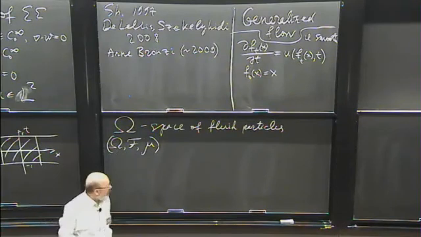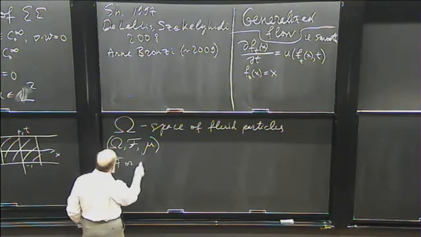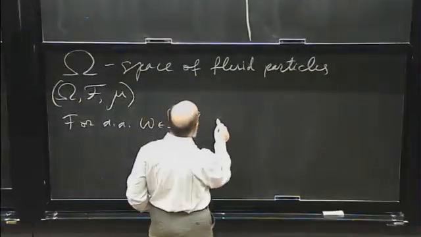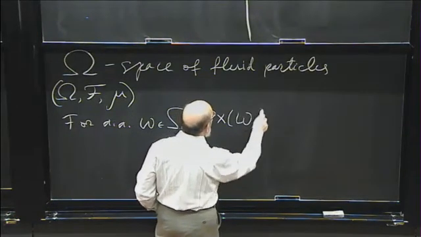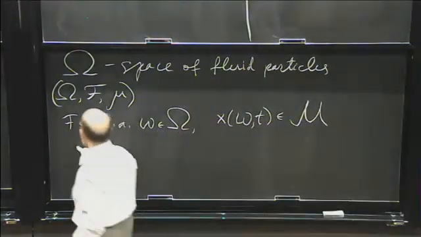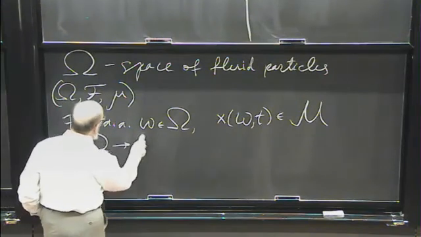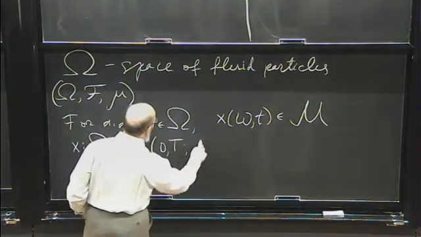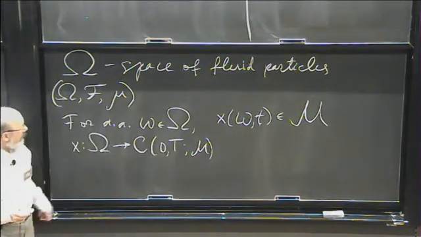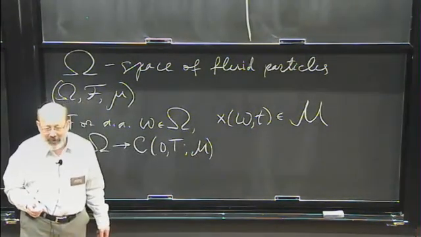Now, what is generalized flow? Generalized flow is defined as follows: for almost all omega in omega, we have x of omega, t in our flow domain M. So we have a map x. For any particle, or almost any particle of fluid, we put in correspondence this continuous trajectory inside our flow domain M.